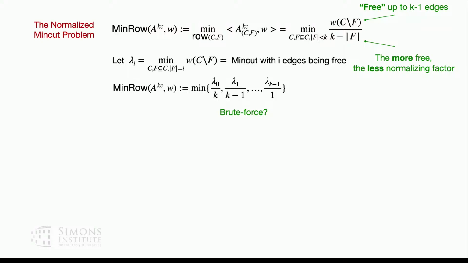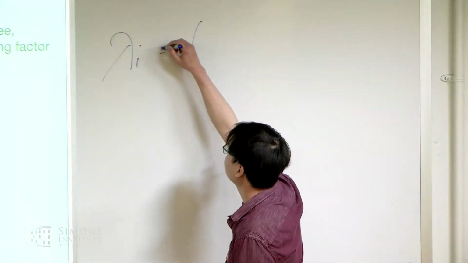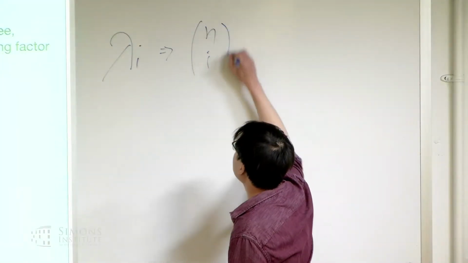Okay, and how fast can we solve this problem? What is the complexity? Is it even polynomial time solvable? So this is a question to look at. Let's imagine that I want to compute lambda I. How do I compute lambda I? Basically, I can do the following: choose I.